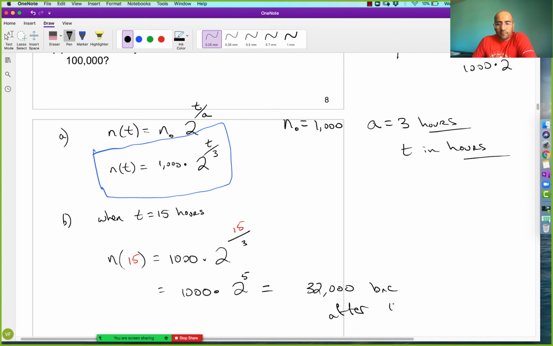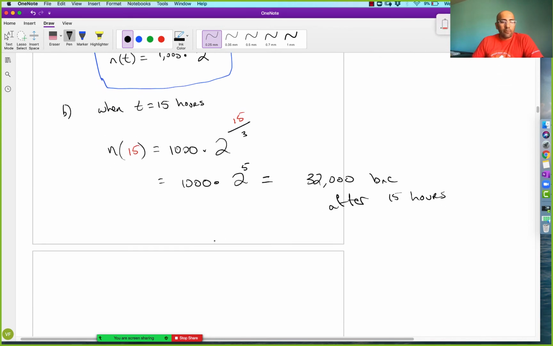Any questions? No? So I think a better question would have been to start to think about what happens at t values that are not pretty multiples of 3. Okay, but we can also solve things backwards. We can go in reverse.